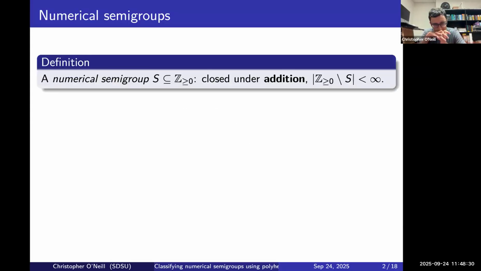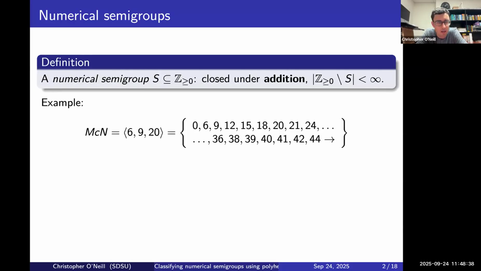A numerical semigroup is a subset of the non-negative integers that's closed under addition and has finite complement. Typically, we specify a numerical semigroup by giving a list of generators. In this case, this would be 6, 9, and 20. So this would be all of the non-negative integers you can get by adding 6s, 9s, and 20s together in all different ways. Right? So we see in here we get 0 by adding nothing. 6 and 9 are both generators. 12, we get as 6 plus 6. 15, we get as 6 plus 9. 18 is the first element that we can get in two different ways, right? As 6 plus 6 plus 6, or as 9 plus 9.